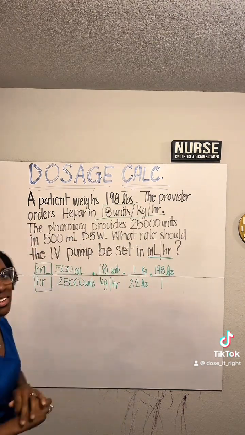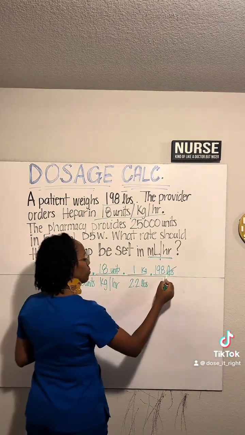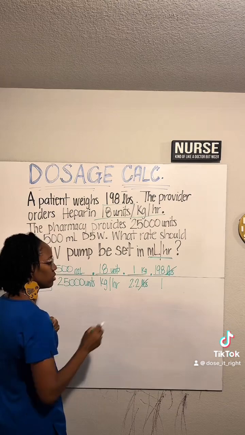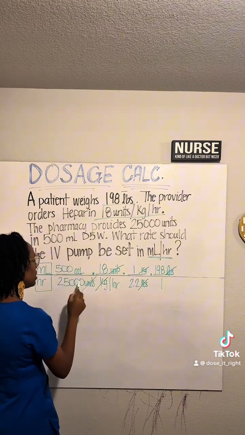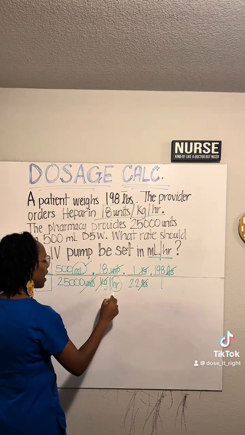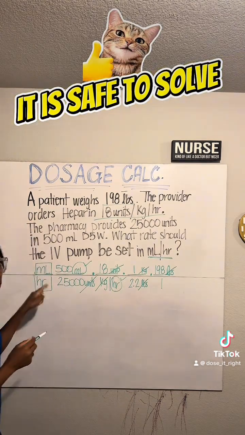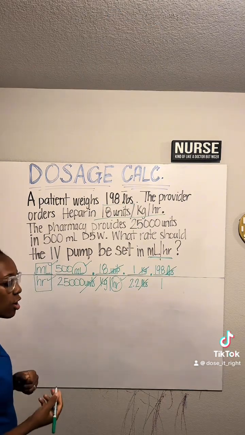Now let's start canceling out to see if we're left back with what we're looking for. So pounds with pounds cross out, kilograms and kilograms, units and units, and we're left with milliliters, and we're left with hours on the bottom. And that's exactly what we're looking for, milliliters over hour. So now we're safe to solve our problem.